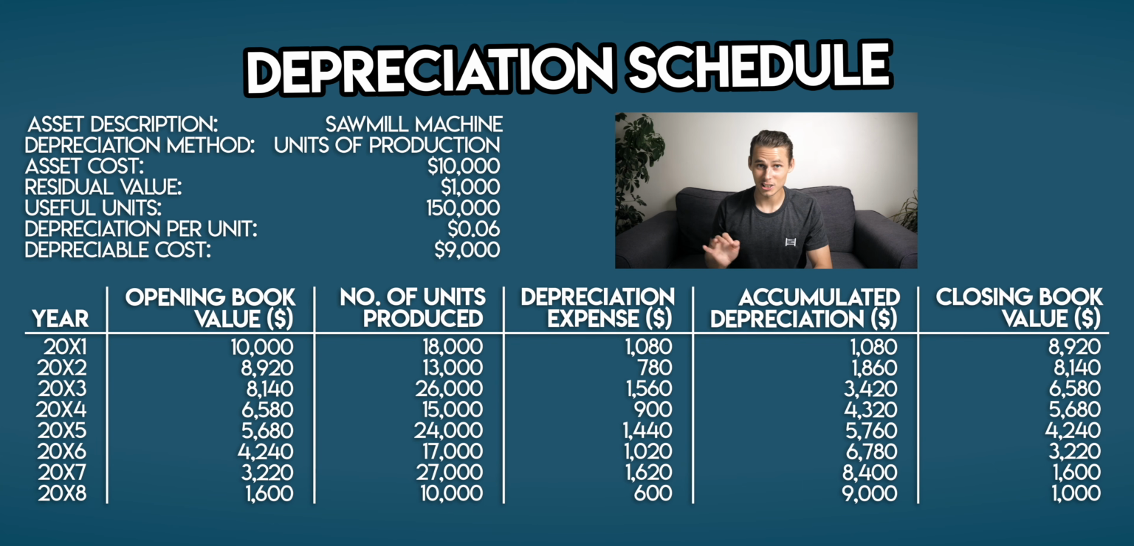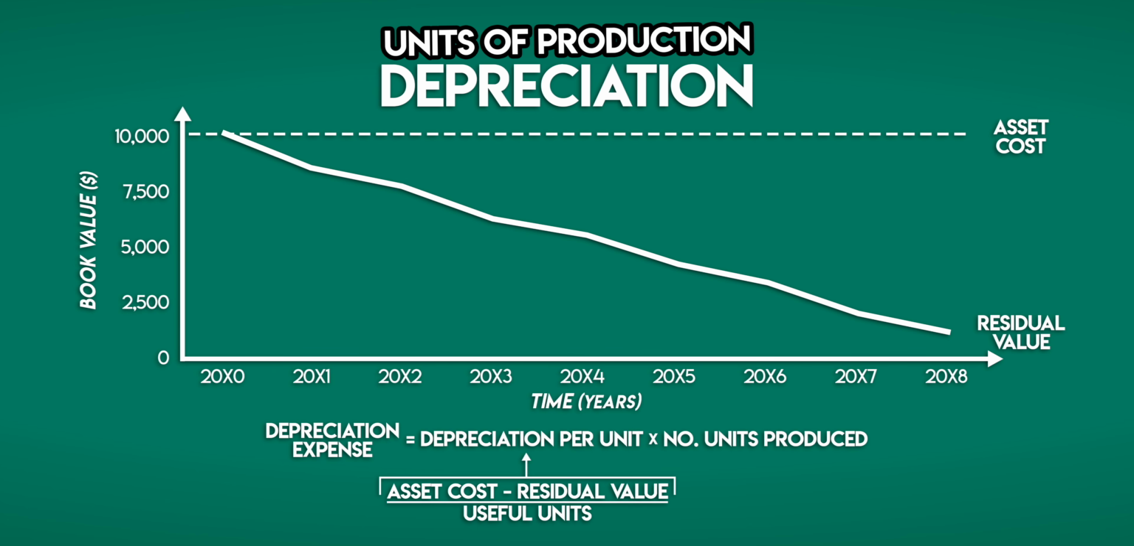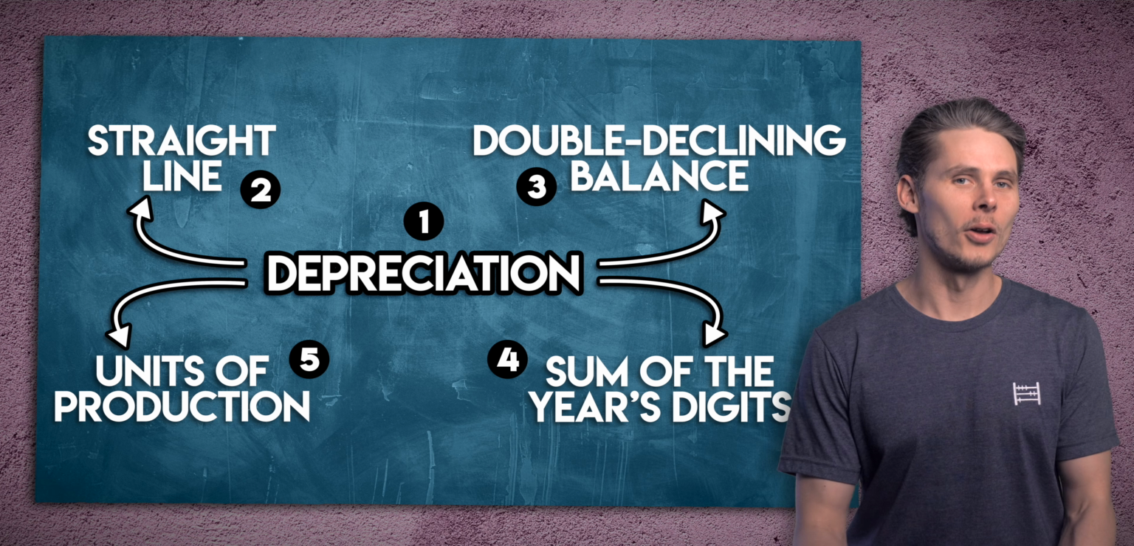Notice that your depreciation expense changes each year in proportion to the number of units you produced. We can see this better on the graph. This shows your sawmill machine's book value over time. Your asset cost is $10,000, its residual value is $1,000, and your depreciable cost is the difference of $9,000. Under the units of production method, your depreciation expense is variable because it changes each year, mirroring your actual physical use of the asset. I know, we covered a lot here.